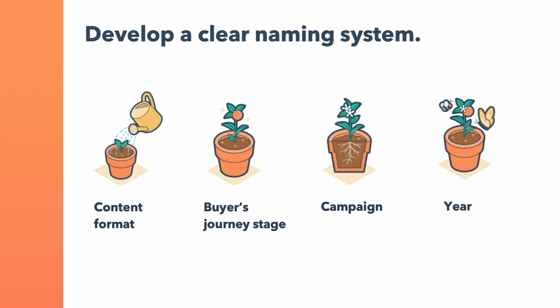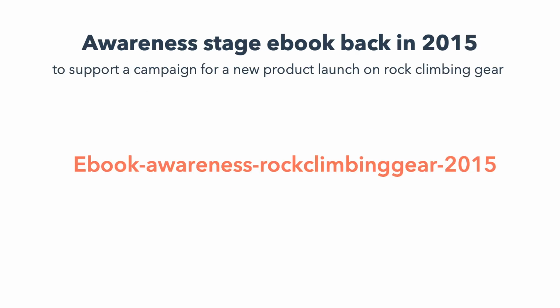One way to organize your content is to develop a clear naming system. A sample system could include content format, buyer's journey stage, campaign, and year. For example, let's say you developed an awareness stage ebook back in 2015 to support a campaign for a new product launch on rock climbing gear. Your name for the content offer could be ebook, awareness, rock climbing gear 2015.